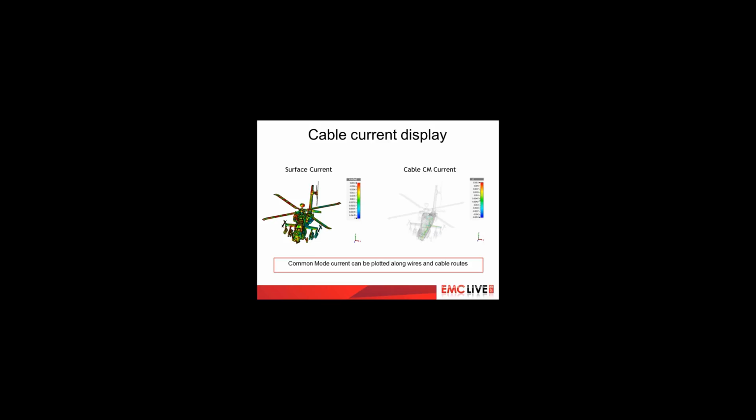This visualization helps us to check that the model is set up correctly, that the cables are attached where they were intended to be attached to the airframe, and we can visualize standing waves along the cables as associated with the resonances. And we can see the current paths that are taken through the aircraft and the harness cable systems.